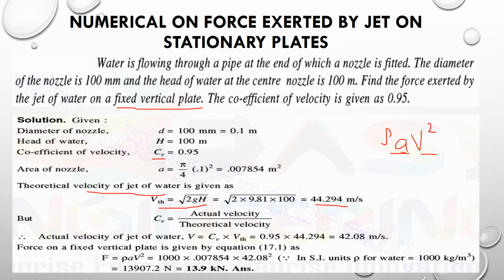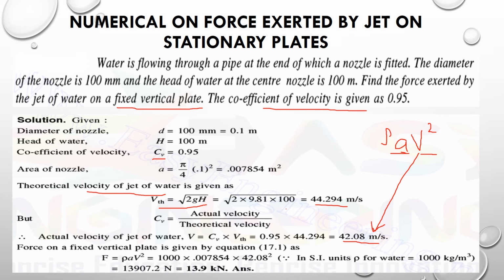But in this question we are given a coefficient of velocity. So to get the actual velocity, we have to multiply this v theoretical with that of Cv. So if you are given in the question a coefficient of velocity, you have to consider that and find out the actual velocity. So this will be our value of v.